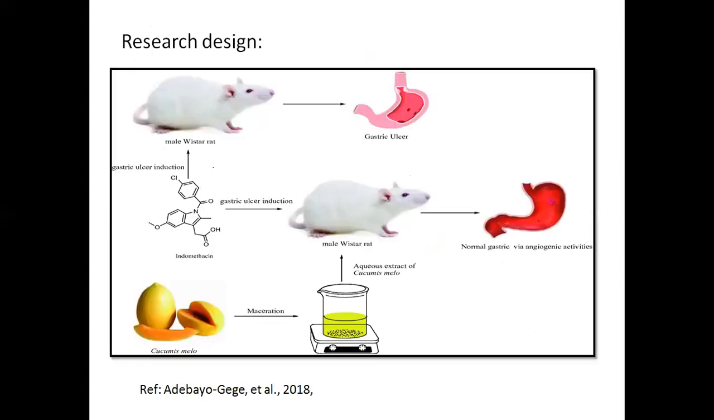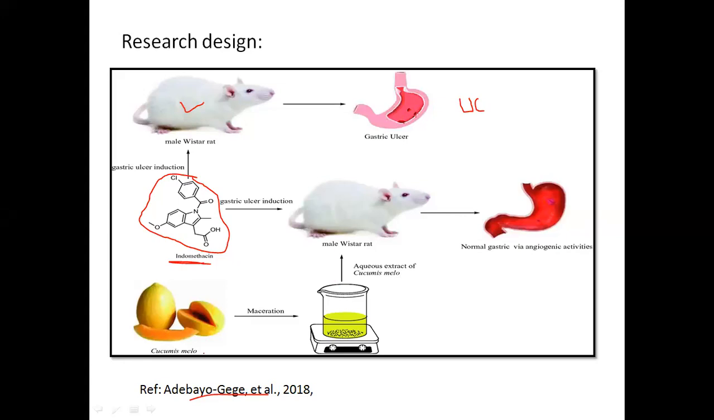Yes, sir. See, this is a diagrammatic representation. I have taken it from this research paper. Now see, this is your indomethacin, and this is the structure of indomethacin. Now we are inducing ulceration. We are giving this drug to the rat, and this is your ulcer control group. We are giving indomethacin, and then you can see a lot of gastric ulcers are generated because of this indomethacin.